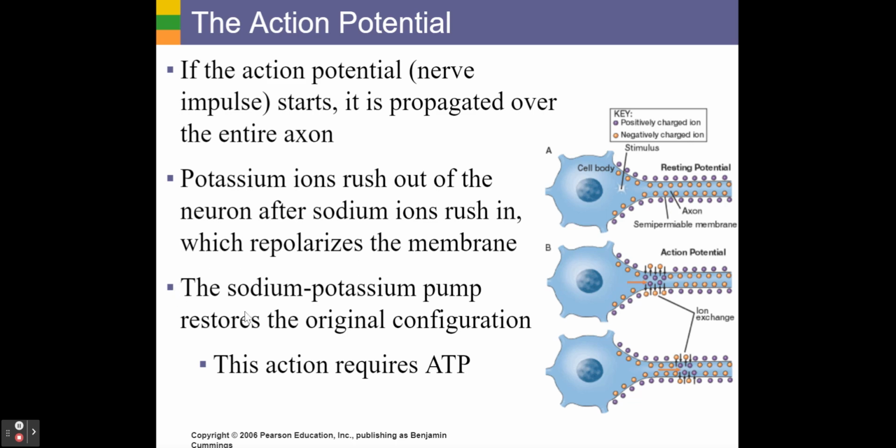Once all that's taken place, then we'll activate our sodium potassium pumps that are located within these cells, and then we'll swap those two back to where they're supposed to be. This requires ATP to be able to do that. So to repolarize a nerve cell, you have to have ATP available. If you don't have it, then it will not repolarize. It's the same thing with a muscle fiber. So once we depolarize it, if we don't have enough ATP available, it will stay that way.